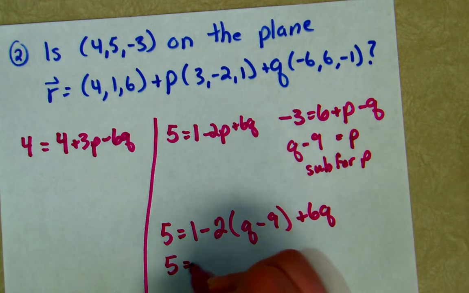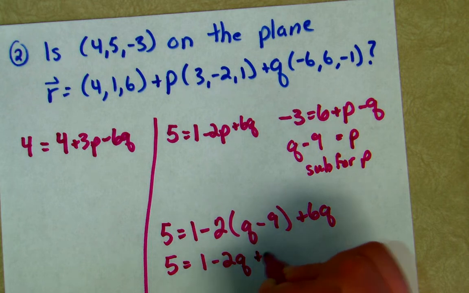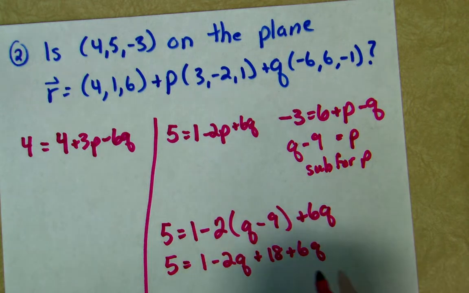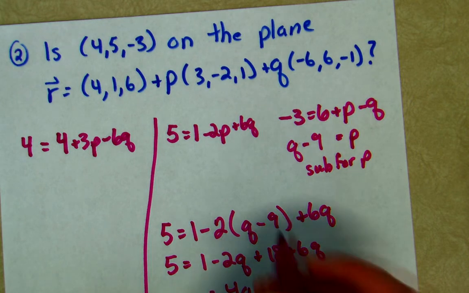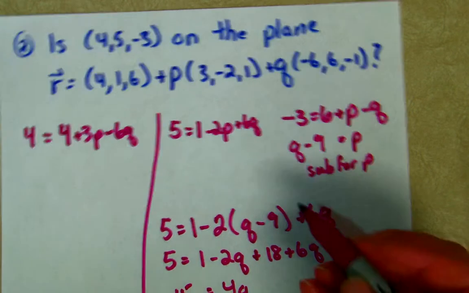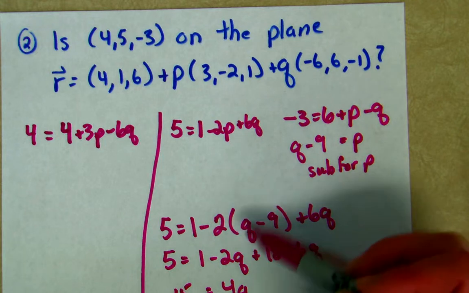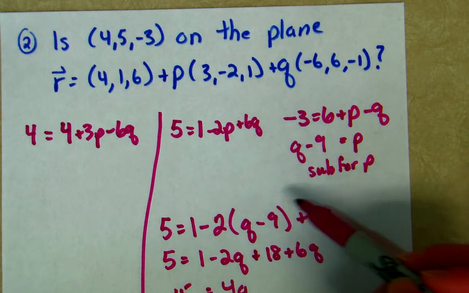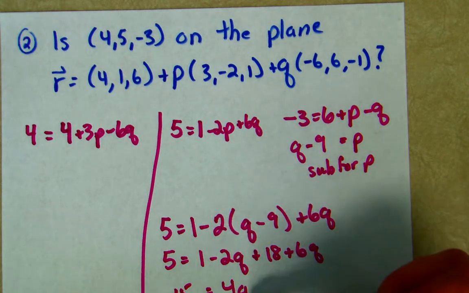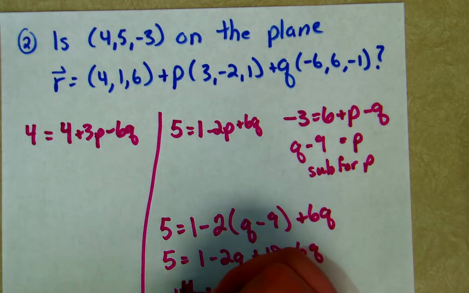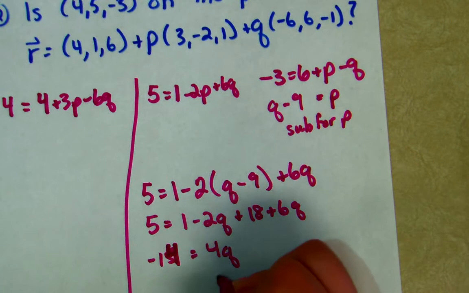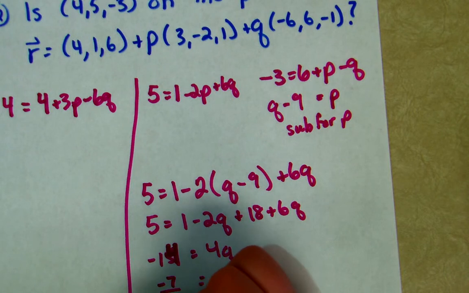So 5 equals 1 minus 2q plus 18 plus 6q. So 4q is going to equal, so that's 19, so -15. Make sure I've done everything right. So -2q plus 18 plus 6q. So that's going to be 19. 5 minus 19 is -14. So then q is going to be -7 over 2.